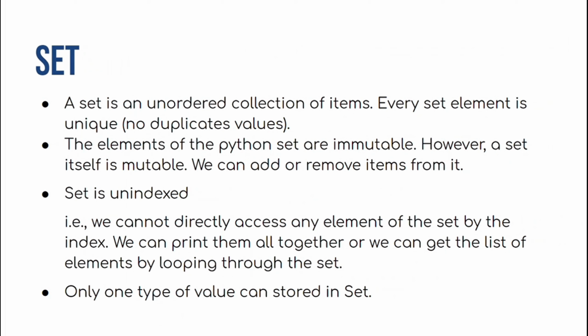A set is an unordered collection of items, which means the items will appear in a random order. Unlike a dictionary, a set does not allow duplicate values. The values, once defined in a set, cannot be changed. However, you can add or delete values from it. Elements in a set cannot be accessed using an index, but can be printed together or traversed through a loop.